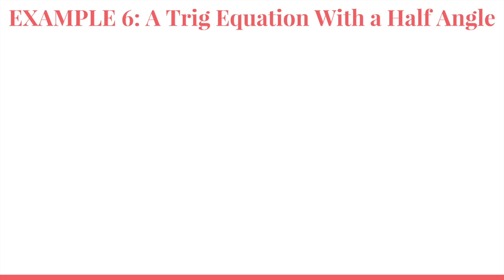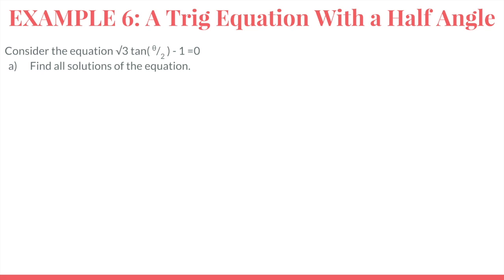In example 6, we're going to consider the equation square root of 3 tan theta over 2 minus 1 equals 0, otherwise a trigonometric equation involving a half angle. So we're going to first find all solutions of the equation and then find the solutions in the interval 0 to 4 pi. To find all solutions of the equation, we can solve this equation just like the previous example.